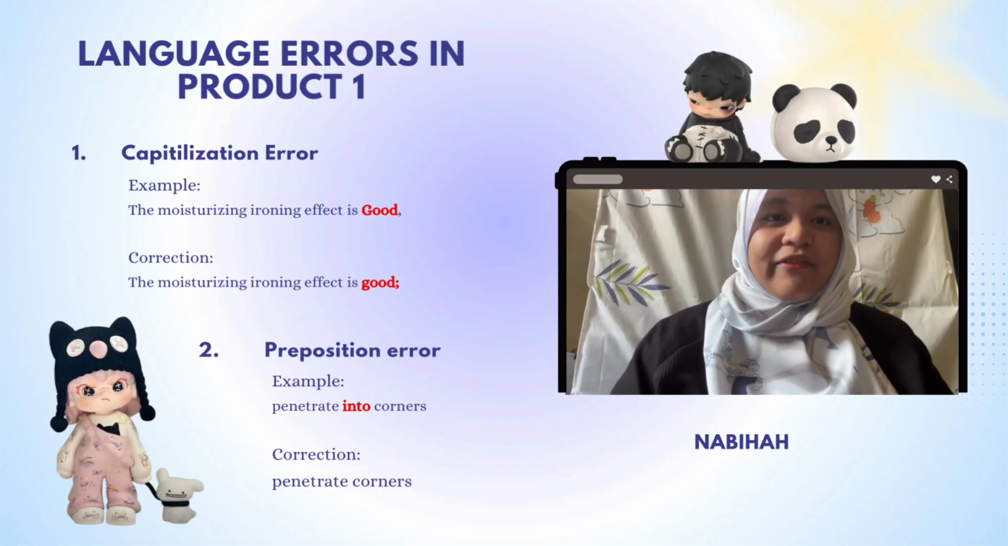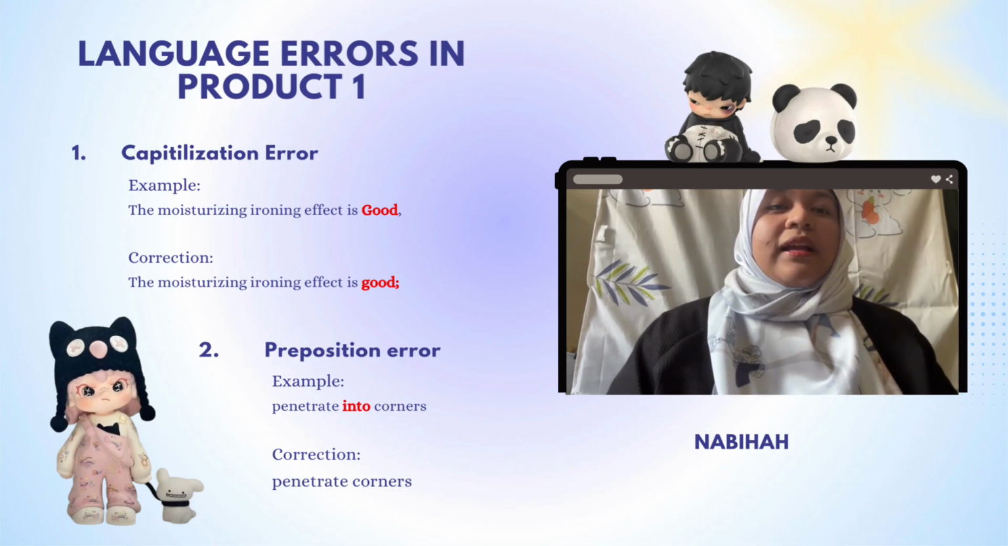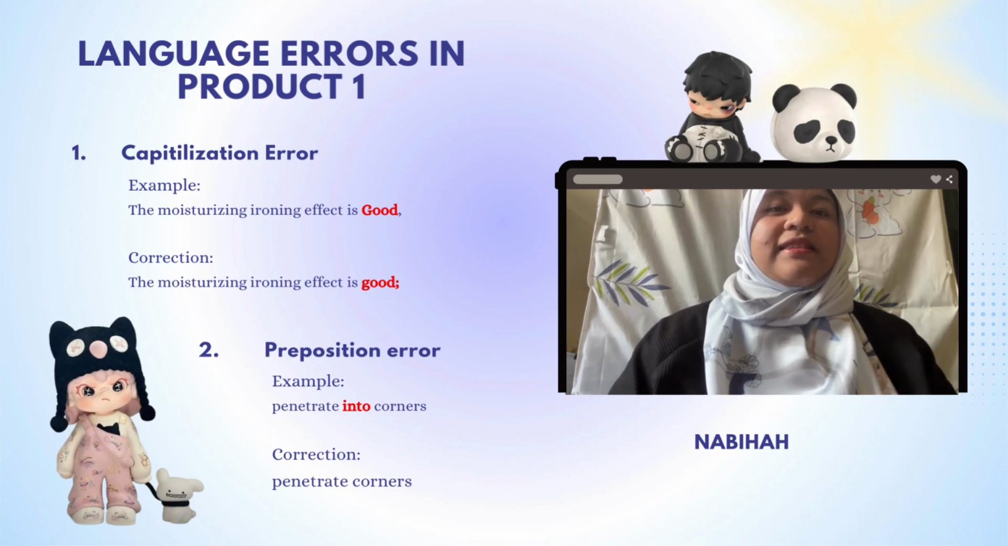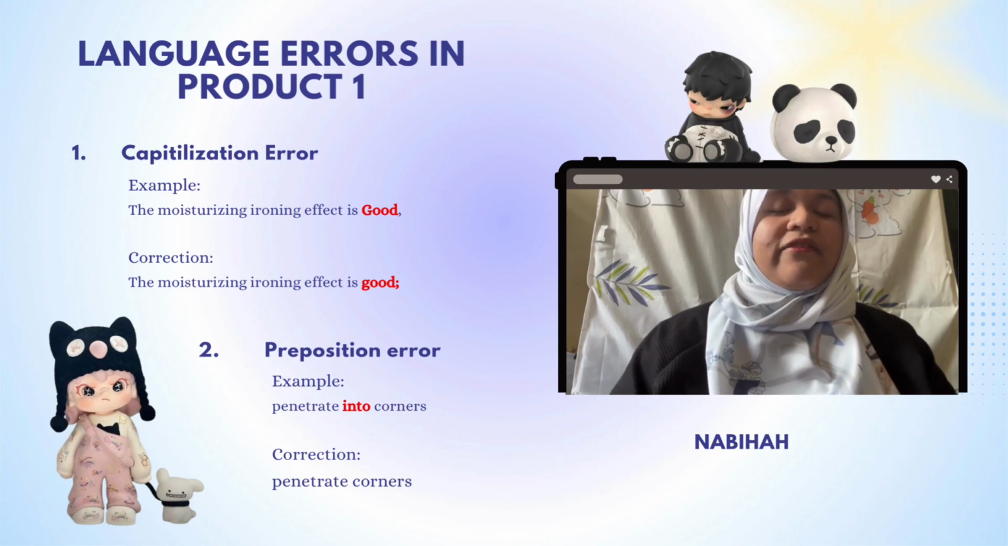For product 1, I have identified several language errors and I will explain each error along with its correction. So the first error is a capitalization error. The example sentence is "The moisturizing ironing effect is Good." In this sentence, the word "good" is incorrectly capitalized. This is because capital letters are only used at the beginning of a sentence, for proper nouns, or for specific emphasis such as titles. Since good is an adjective used in the middle of the sentence, it should not be capitalized.